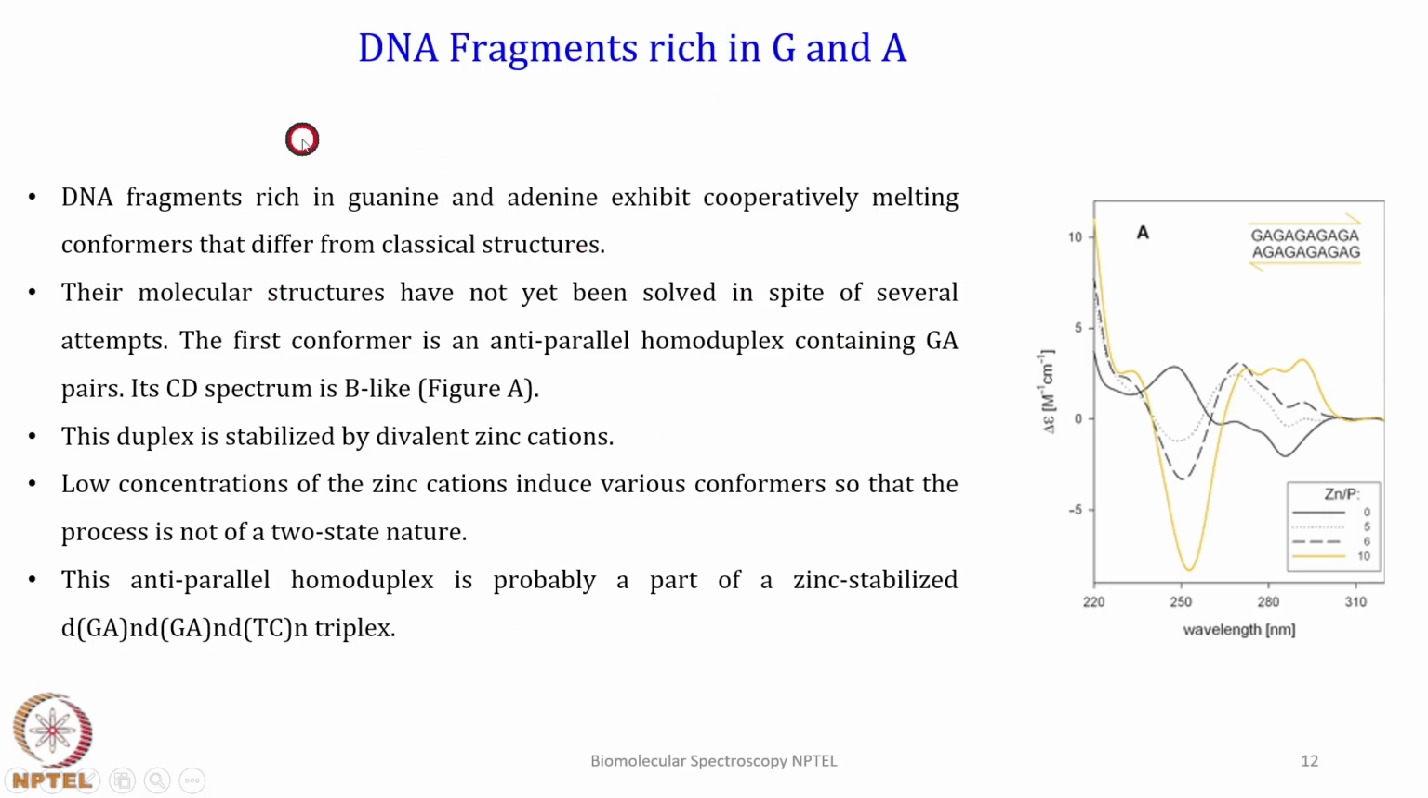So, you know, sequences rich in guanine and adenine exhibit cooperative melting. Suppose our sequence is GA, GA, GA, 3 prime to 5 prime, 5 prime to 3 prime. How can one find out whether it is rich in that? One, of course, you can look at the CD signal and find out what kind of structure it populates. The molecular structure has not been solved in spite of several attempts, but CD has given some idea. The first conformation is an anti-parallel homoduplex containing GA, and the CD spectrum is like this.